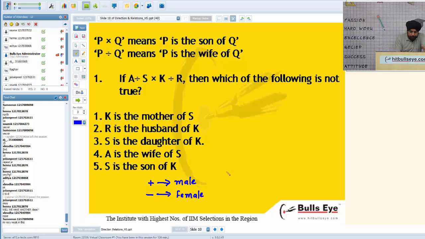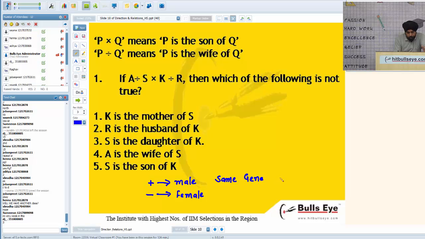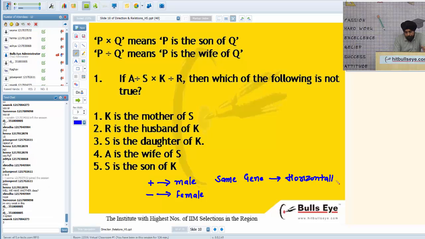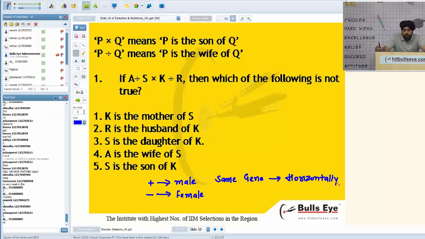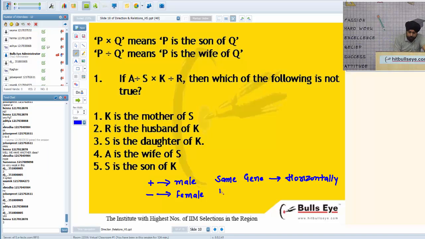When you represent the same generation, students, we will represent it horizontally. Are father and son two people of the same generation? No, they are not, right? Brother and sister are two people of the same generation. Husband and wife are two people of the same generation. And uncle and nephew are two people of different generations. And whenever you represent different generations, it is to be represented vertically.